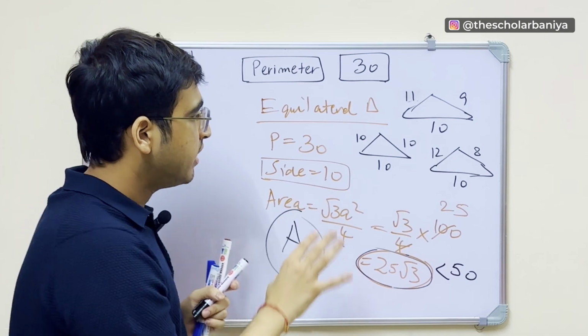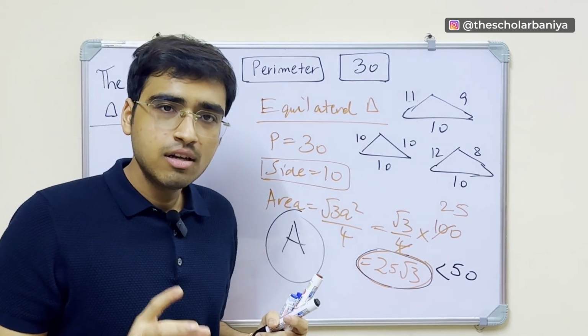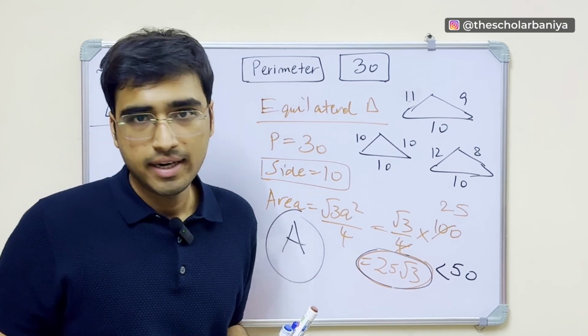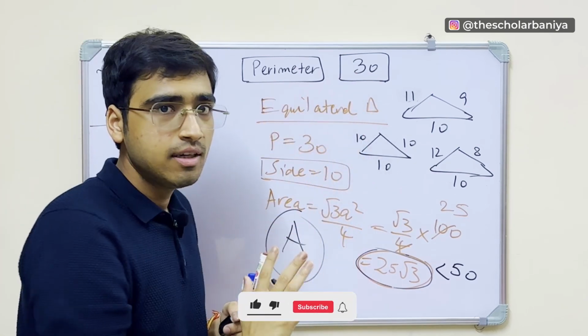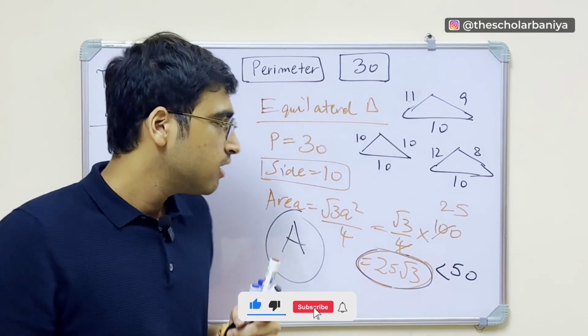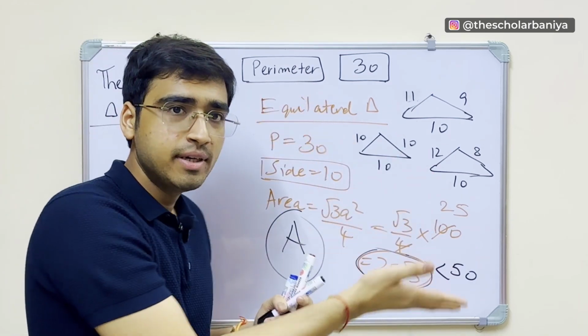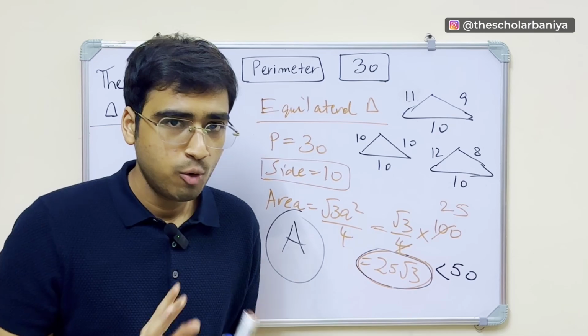So you have to solve it using some basic common sense, that if you have any triangle, the maximum possible area is that of an equilateral triangle, right? So then we assume that the perimeter is 30. We find the area of the triangle, which comes out to be less than 50. That means the perimeter needs to be greater than 30 if we want the area to be 50. I hope this is clear.